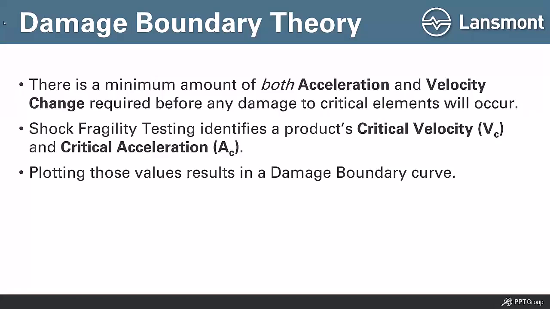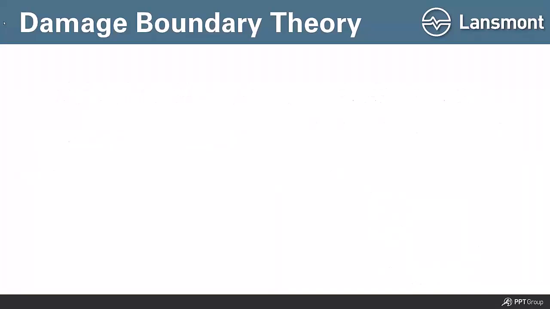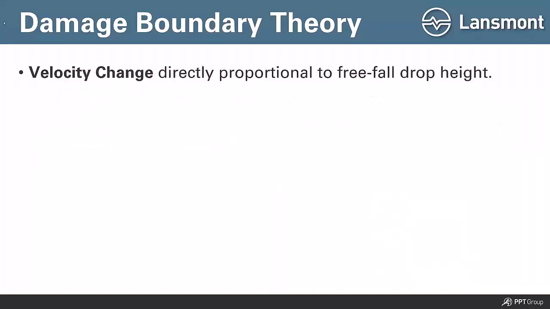And then when we determine those values, we plot those. And when we plot those, which I'm going to show you here in a few seconds, that results in what we call a damage boundary curve, which looks like this. I'm not expecting you to look at all the detail there, but that is a damage boundary curve. That's an inset that I borrowed from an ASTM test procedure, or standard methodology, which I'm going to highlight here in a second as well. But that's what a damage boundary curve looks like.